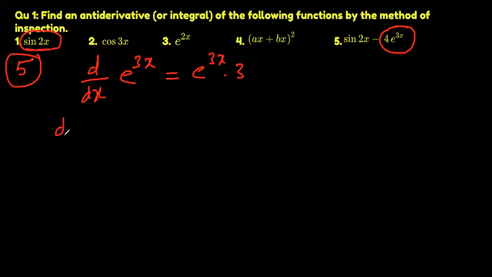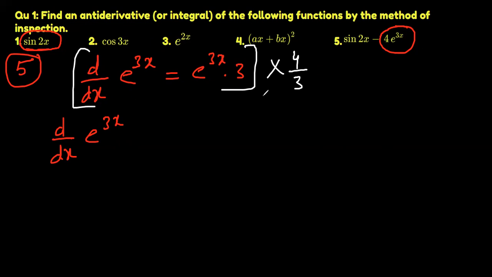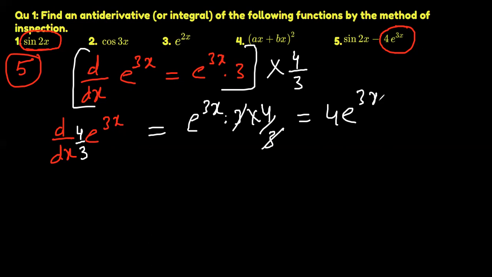That means the derivative dy dx of e to power 3x is equal to 3 into e to power 3x, but we are not requiring 3 there. Instead, we need 4. So what will we do for that? We multiply this whole equation by 4 by 3. Look, this is the equation. So what do we get? d by dx of 4 by 3 times e to power 3x is equal to e to power 3x into 3 into 4 by 3. That is, 3 and 3 is gone, which is 4 times e to power 3x.